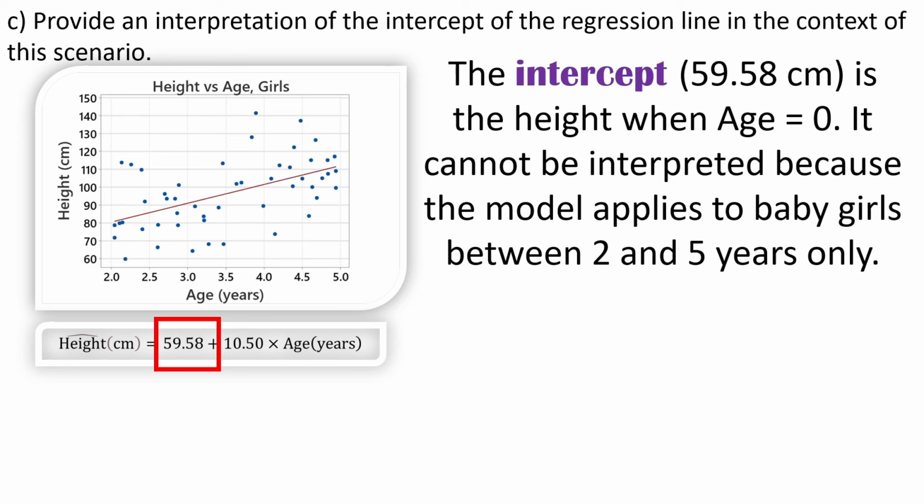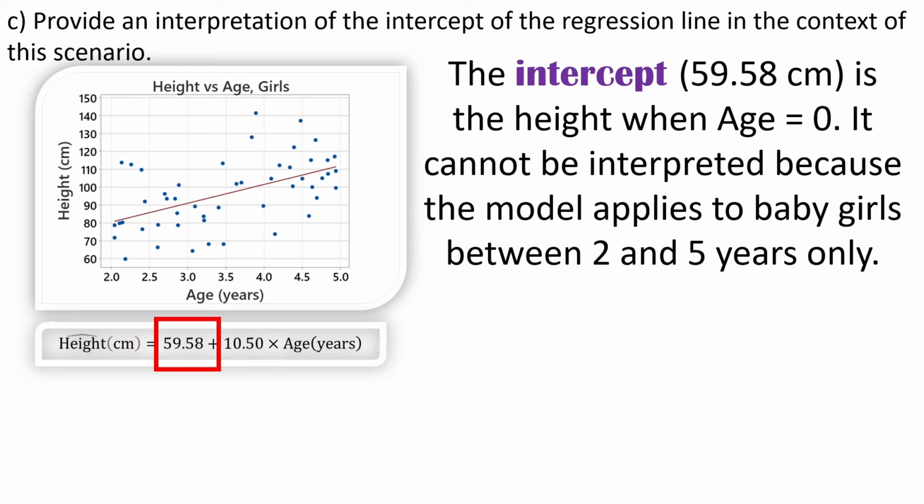Here, the intercept is 59.58 centimeters. It's the height when age is equal to 0. So that much is true. But it cannot be interpreted because the model applies to baby girls between 2 and 5 years of age only. And why is that? It's because this linear regression line was fitted to data that only goes from 2 to 5 years of age.